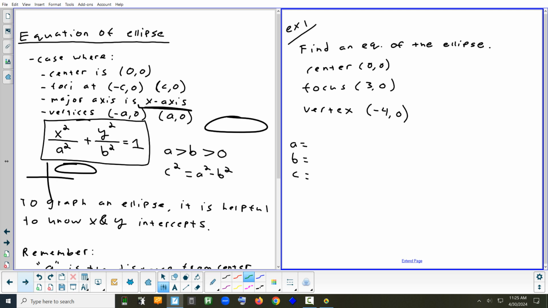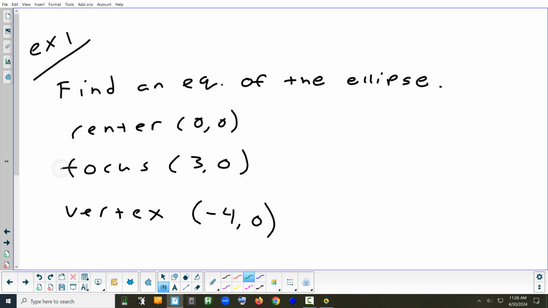All right, so let's look at this one. Let's graph it and see if we can start to figure out how the focus and the vertices are lining up. Are they horizontal or are they vertical? Okay, so center is 0, 0. Where are my foci? Yep. 3, 0, and then negative 3, 0. They didn't tell me the other one, but it has to be there. Foci always come in pairs. 3, 0, negative 3, 0. And where are my vertices?